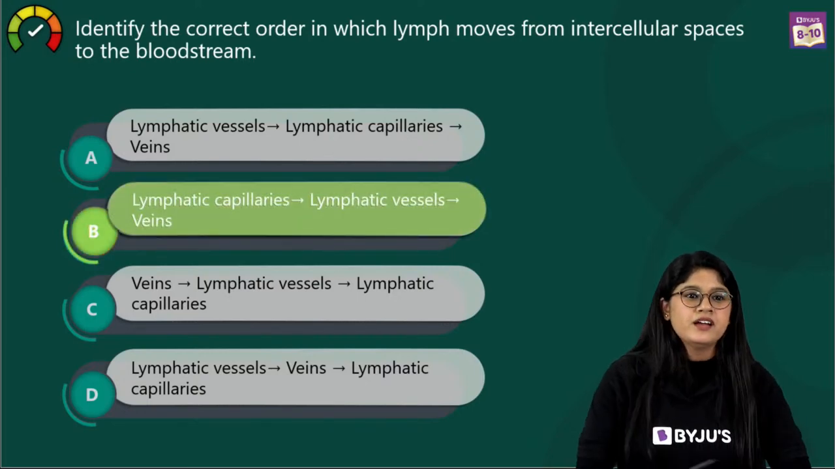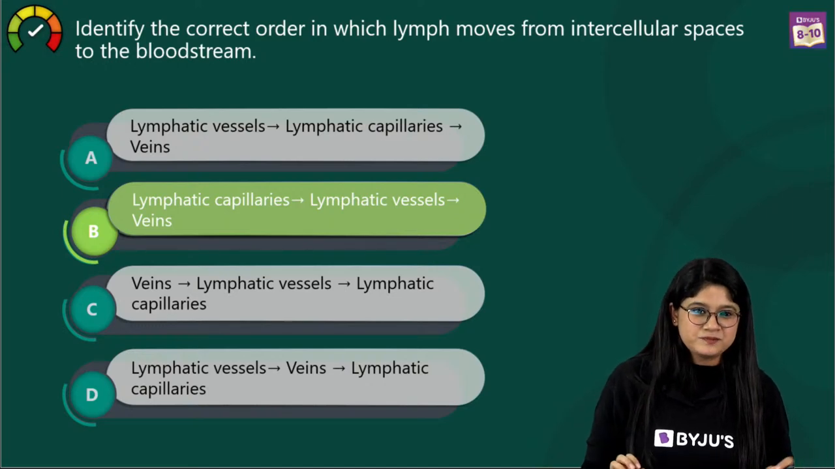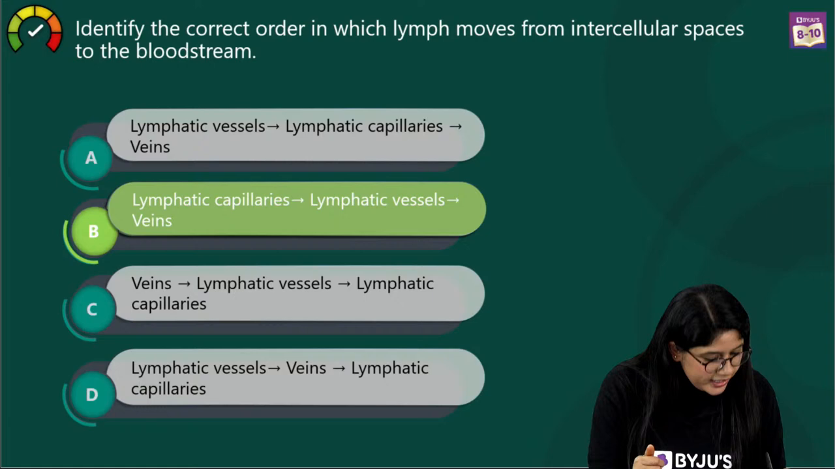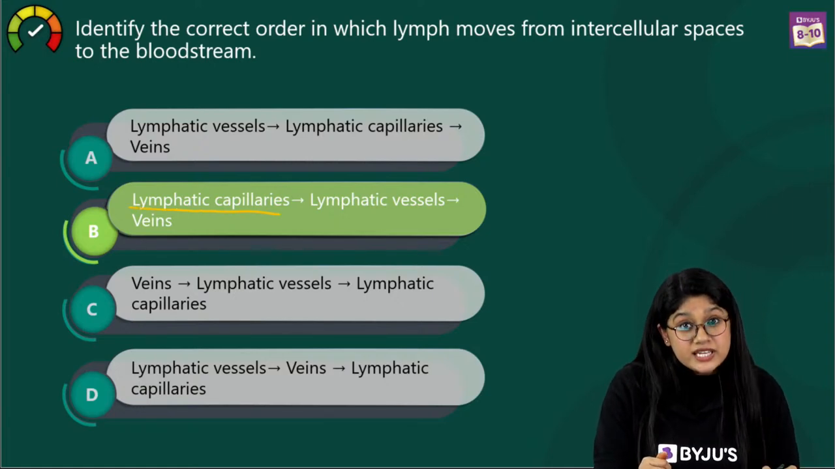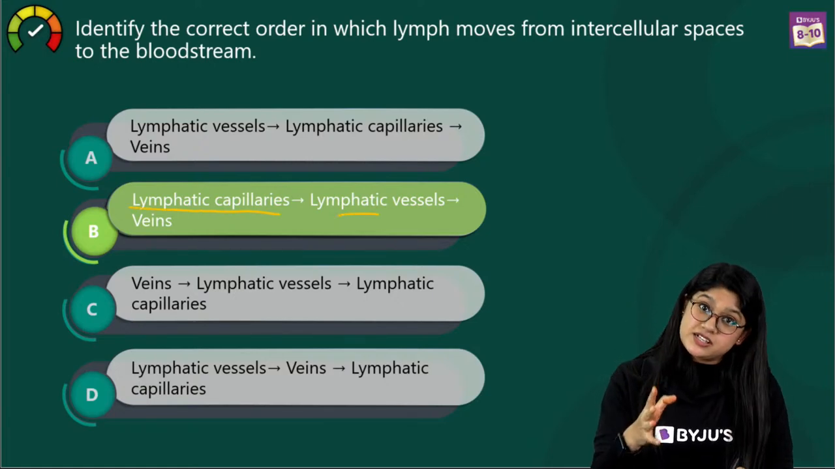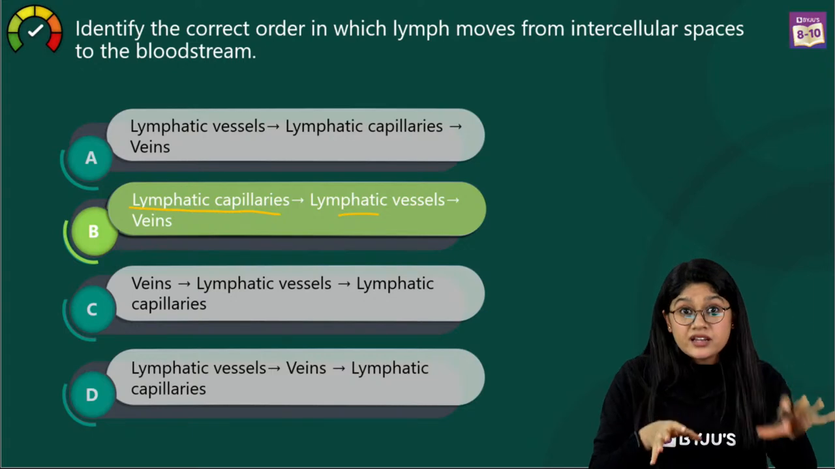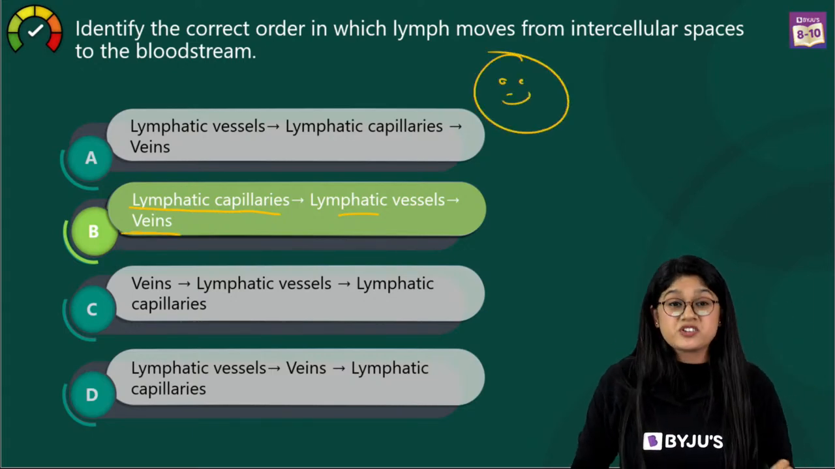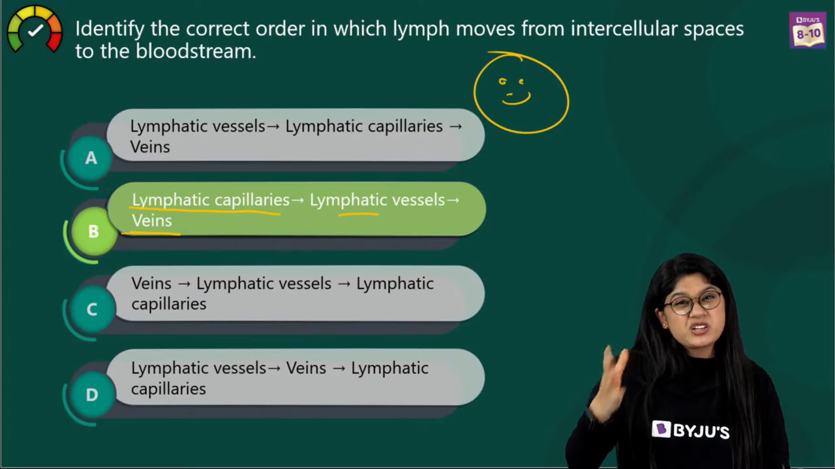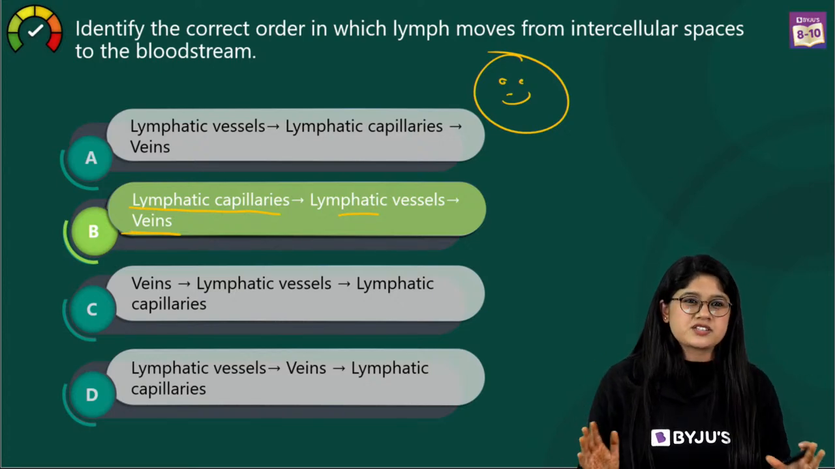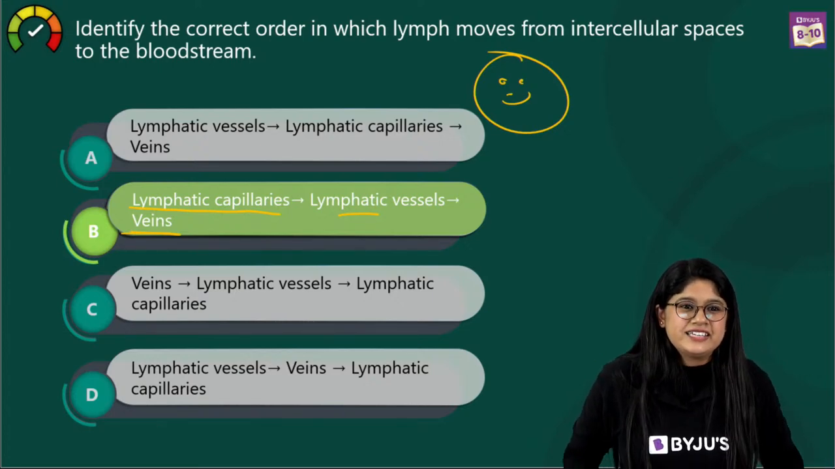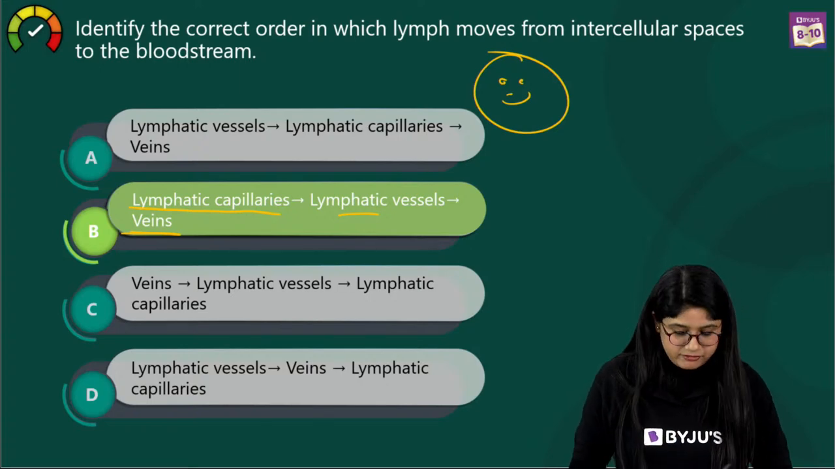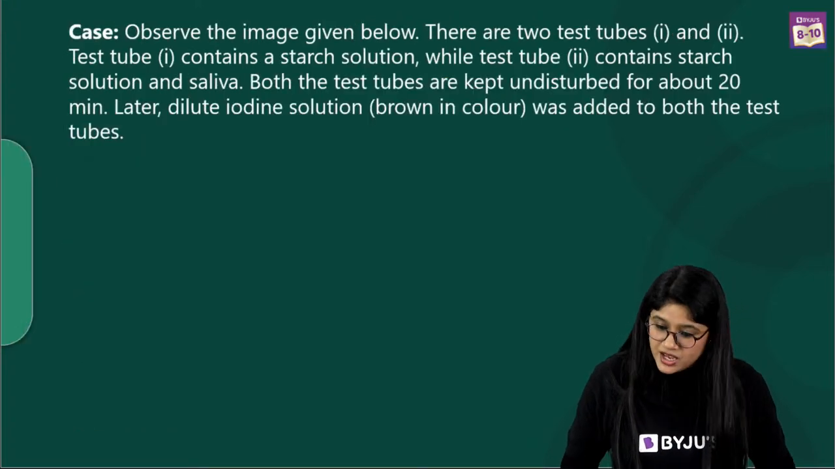Very good. Aman, yes, I can see your answer. Ramesh, the answer is B. We have just discussed, it will be forming first the lymphatic capillaries, right? Then the lymphatic vessels. And finally, that will be drained into the veins. I hope you got this part because this is really important. It's the most confusing part when we talk about the circulatory system in general. So we are done with this question and finally we are on the last question.